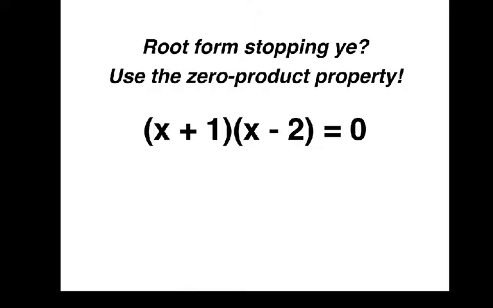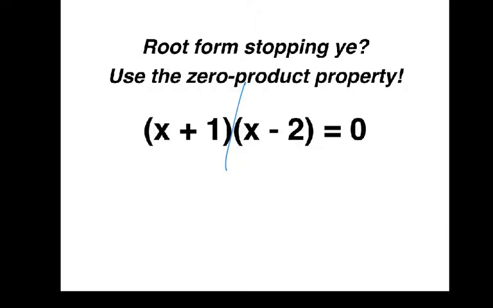Now we're at root form, and the rhyme is root form stopping ye, use the zero product property. What this means is I've got my root form: x plus or minus something times the quantity x plus or minus something. This looks way more confusing than it is, and I'm going to use a strategy called samurai chop. The zero product property tells me that if 2 things are multiplied together and they equal 0, then one of them has to be 0, or both of them could be.